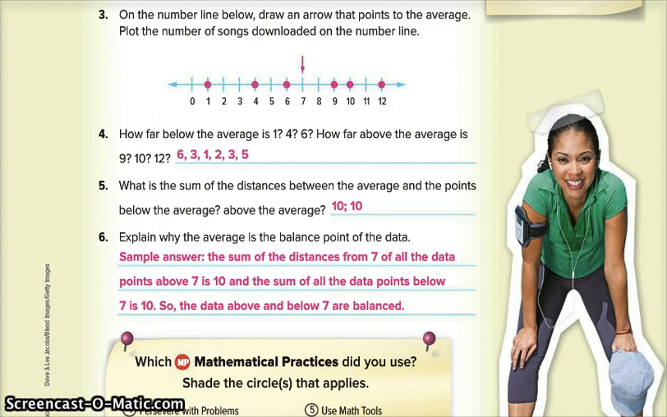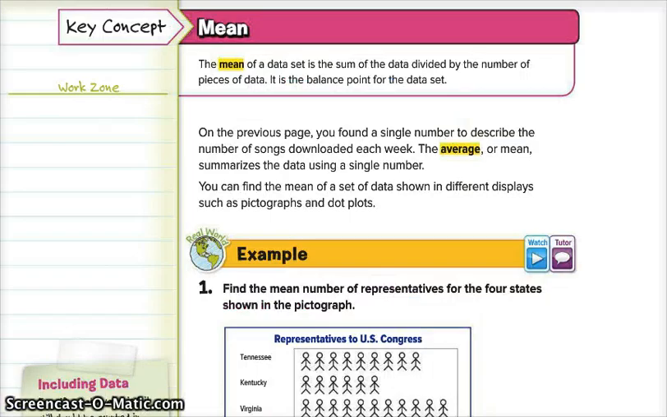Go ahead and flip to page 2 of your packet, and you'll notice at the top of the packet that it defines the word mean for you. So the mean of a data set is the sum of the data divided by the number of pieces of data. It is the balance point for the data set. So once again, this balance point right here, okay? So that's something to keep in mind. That's why we add up all the data values and then divide by how many numbers there are, because we're trying to find that balance point where we can split the data up.